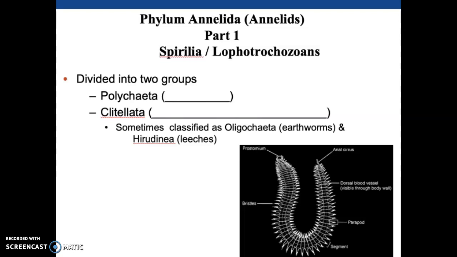Okay, so here we go with another phylum within the protostomes. This is going to be Phylum Annelida, or we often say just the Annelids. Remember the roadmap. We are still talking about organisms that fit under protostomes. Then they go under Spirilia. Then they go underneath Lophotrochozoa. And then we're down to the phylum Annelida.